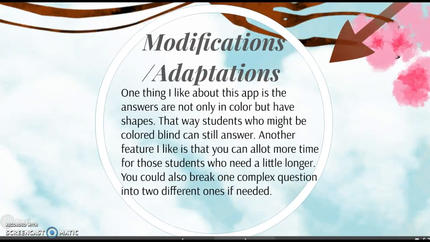Modifications and adaptations. One thing that I like is that the answers not only have the words, but they also have colors and shapes. So your students who are colorblind could also answer based off the shapes. Or if your students are a little younger and they don't know their colors and shapes as well as they should, then they could associate it with that. And then another thing that I like is for those students who feel too much pressure with timed things, you can set it to allot them more time to answer the question so they don't have as much pressure. Or if you have a complex question, with Kahoot, you can break it down into different questions that they can answer.